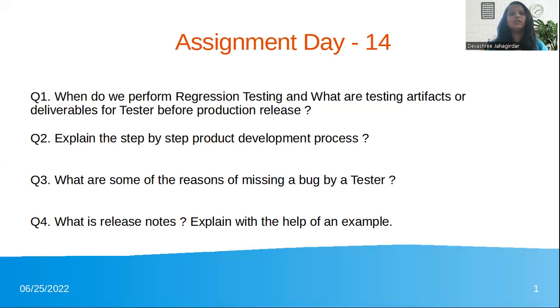Then it's improper knowledge of the requirements. If the tester does not have proper knowledge of the requirements, he might miss a bug, right? Another reason is if he is not testing the complicated scenarios or the critical functionalities of the software, then there is a chance that he might miss a bug. So these are some reasons for missing a bug by a tester.